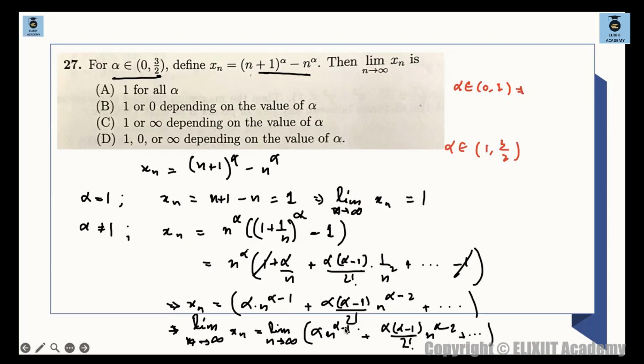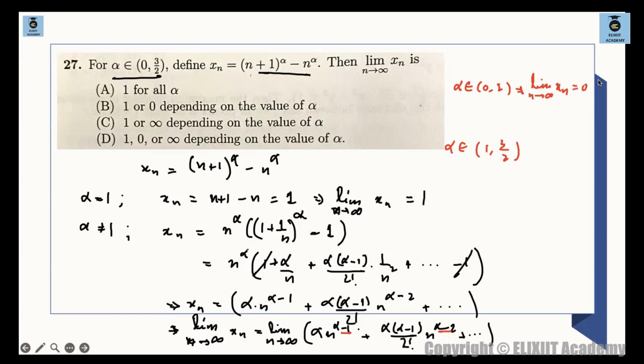Here, if alpha belongs to 0 to 1, then don't you think that alpha minus 1, alpha minus 2, all these powers will become negative? Yes or no? And negative means this n will come down. And as n tends to infinity, this will tend to 0. All of these will tend to 0. In this case, xn, this quantity, will become 0. The limit will become 0. So in this case, limit n tends to infinity, xn will become 0. Got it? Got the logic?